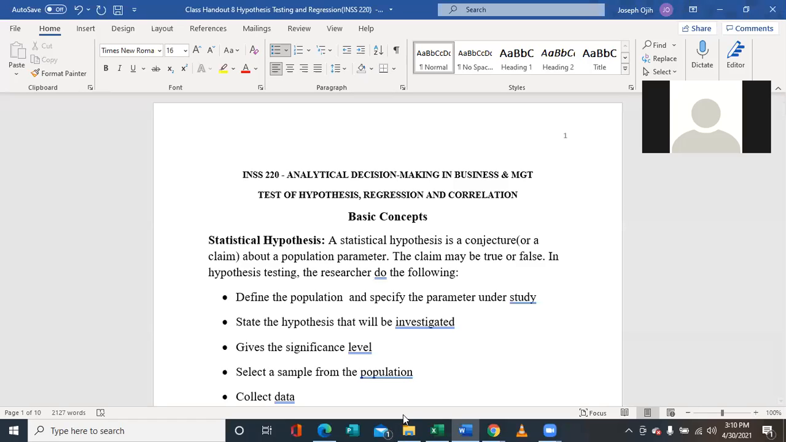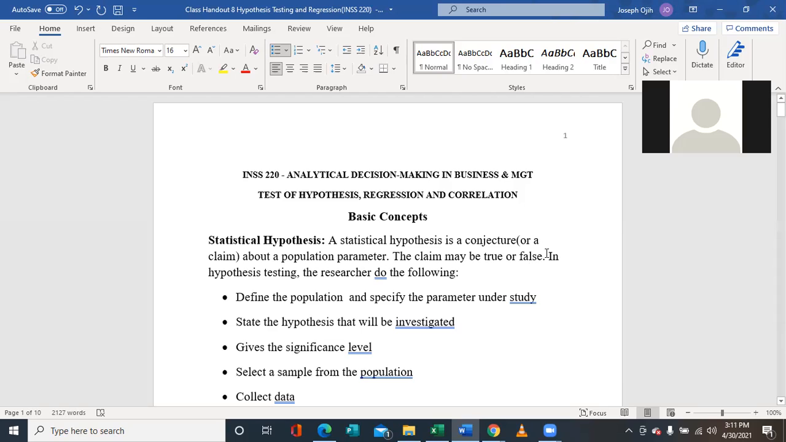Let's begin. Today is a topic that I was supposed to introduce on Wednesday, but we didn't have a class on Wednesday, so we begin it today. It's called a test of hypothesis, regression, and correlation. A statistical hypothesis is basically a claim about a population parameter. That claim may be false or true, but when we test the claim, we can decide whether it is true or false.